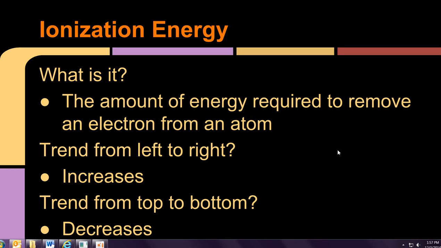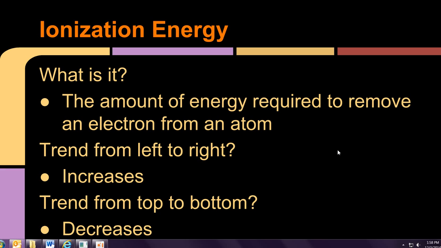Another trend on the periodic table is called ionization energy, and it is the amount of energy that's going to be required to remove an electron from an atom. So the name really fits with what it does. Energy, of course, talks about the amount of energy required to remove an electron from an atom, and removing an electron from an atom is going to cause it to form an ion. So ionization energy: how much energy does it take to make it become an ion?